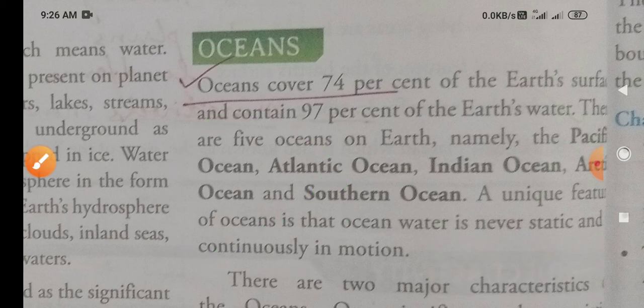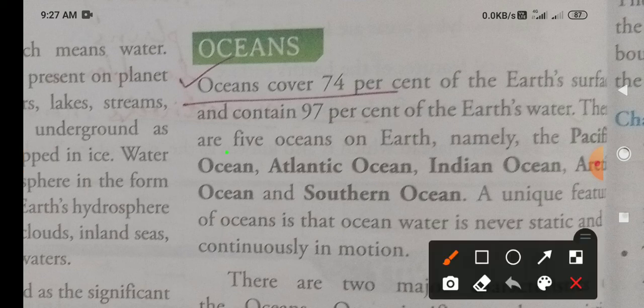And the most important water body is the ocean, and the ocean contains about 97% of water. Almost all water of the earth is found in the ocean, 97%, and only 3% of water is found here and there, under the ground, in the ice, and also in some rivers and streams, etc. Only 3% of water is found there. But most of the water is found in the oceans. How many oceans are there? It is given here, 5 oceans.